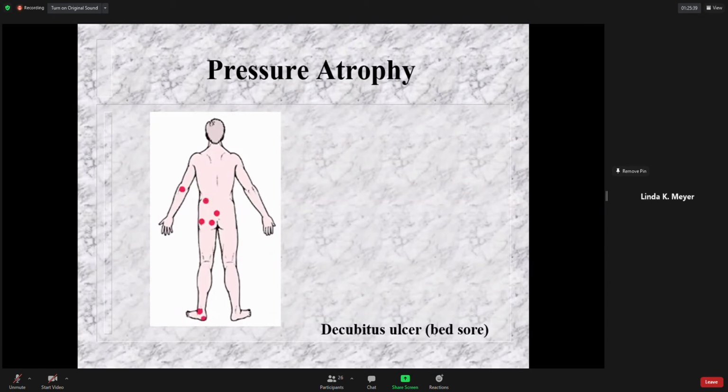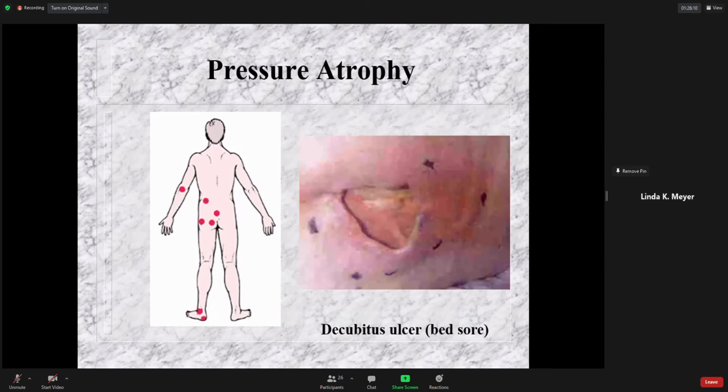Pressure atrophy, as the name implies, is related to prolonged or steady pressure on a tissue. A common example is when patients are bedridden. They have to be moved around because constant pressure on different areas of their skin can lead to bed sores or ulcers. There's atrophy of the skin. There's a close-up of a really bad one on an individual.